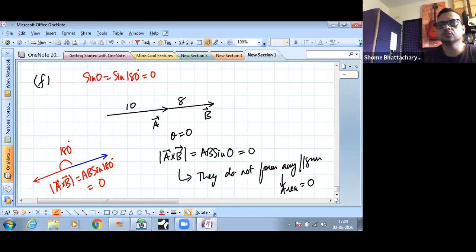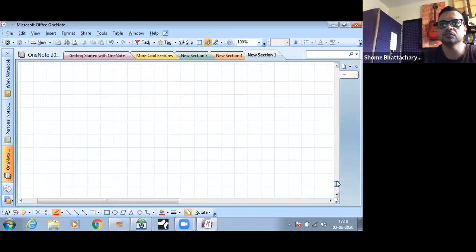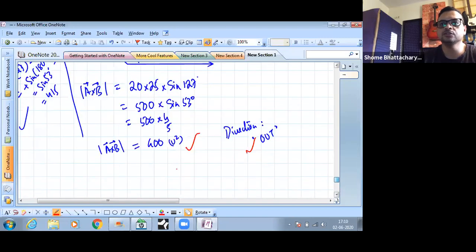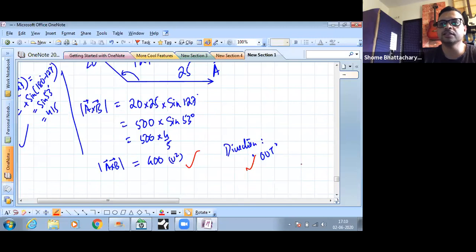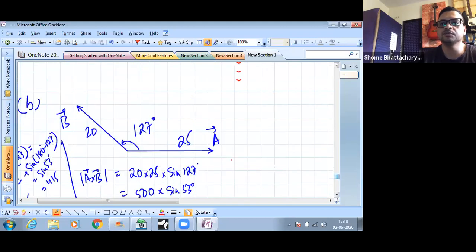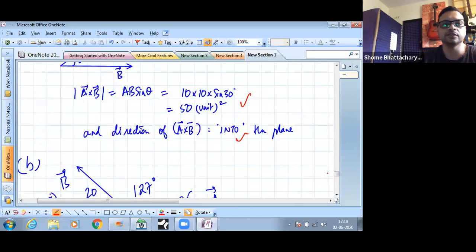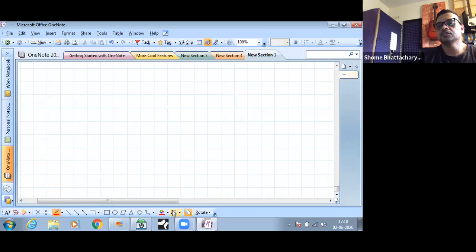Yeah, so the final answer, Yashmit, in those questions was this way only. The way I've written over here, that it's 400 units square and direction pointing outwards, 50 meters unit square and direction pointing into the plane. That is how we'll have to signify. All right. Now let's do another couple of examples.